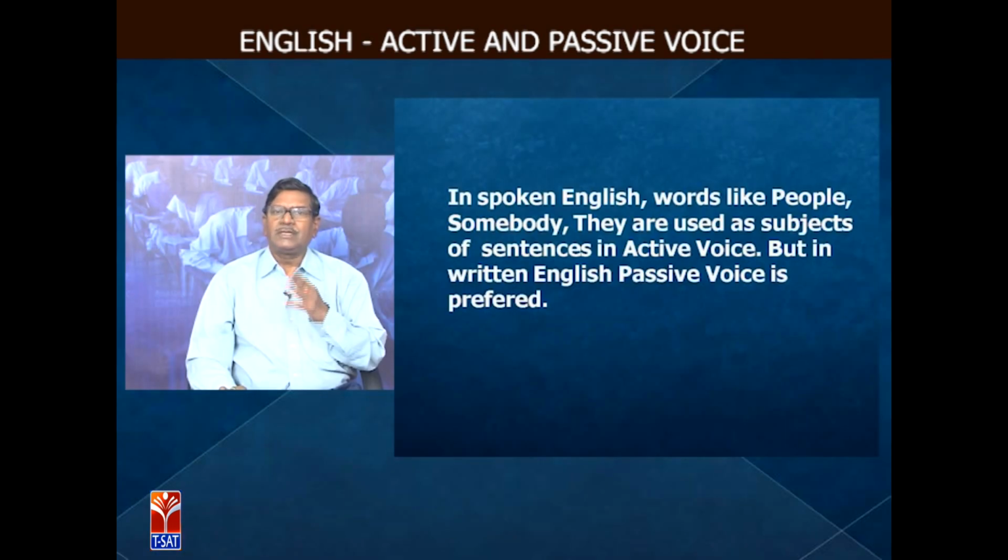And when do we use active voice? We use active voice when the agent is given importance. So, when the agent is given importance, we have to use the sentence in active voice. When the agent is unknown or unimportant, we have to use the sentence in passive voice. In spoken English, words like people, somebody are used as subjects of sentences in active voice. But in written English, passive voice is preferred.